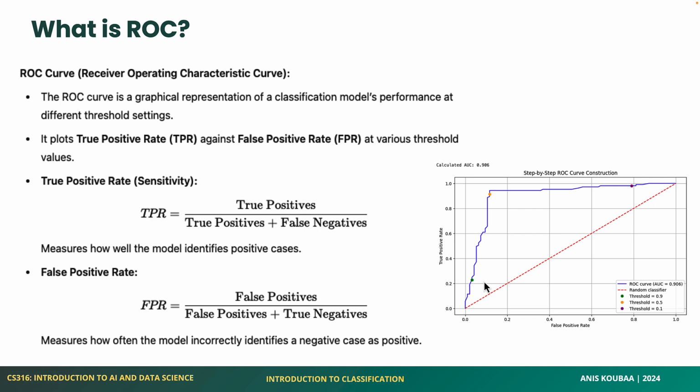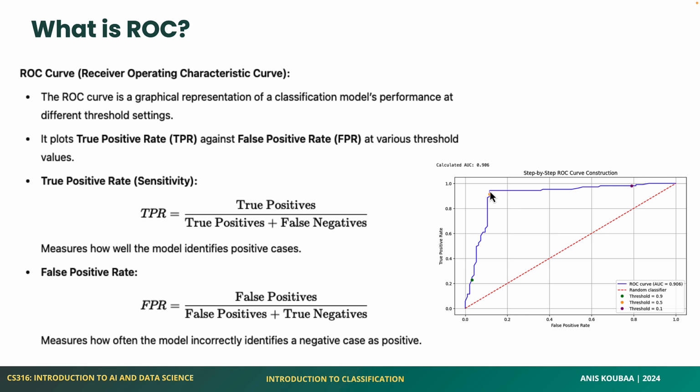For example, if I take a threshold value of 0.1, I will have a high true positive rate and also a high false positive rate. If I take a threshold value of 0.9, I will have a low false positive rate and a low true positive rate. And for 0.5, I will have a high true positive rate and a low false positive rate. So what is the best value here? Which one represents the best performance?